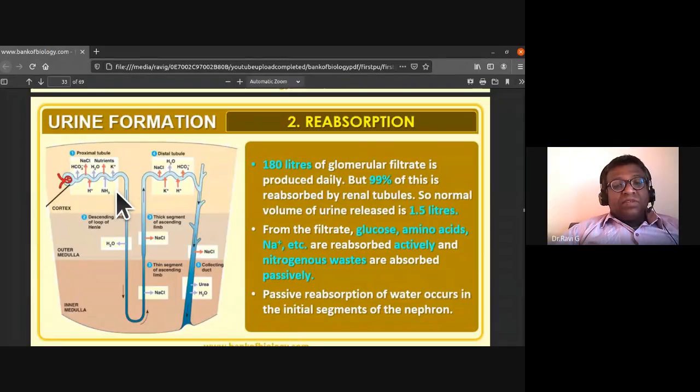Passive reabsorption of water occurs in the initial segments of the nephron, that is the proximal convoluted tubule and the descending loop. These are the places where passive reabsorption of water occurs, in the initial segments of the nephron.